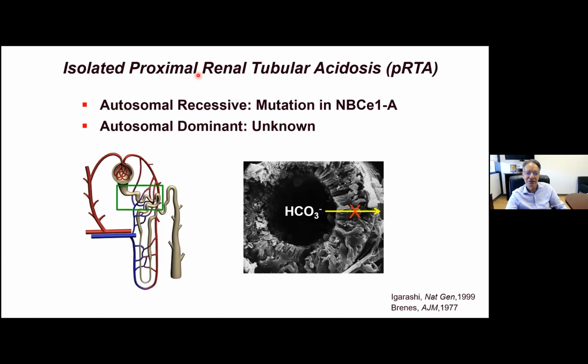When we have isolated proximal RTA, we think of two genetic causes predominantly. The majority are autosomal recessive and so far have a mutation in NBCE1A, that basolateral protein that I talked to you about that absorbs carbonate across the basolateral membrane as sodium carbonate. There are a few cases reported that are autosomal dominant. People have looked but have not found the protein involved yet. And this is the part of the nephron that we're talking about, the proximal tubule.